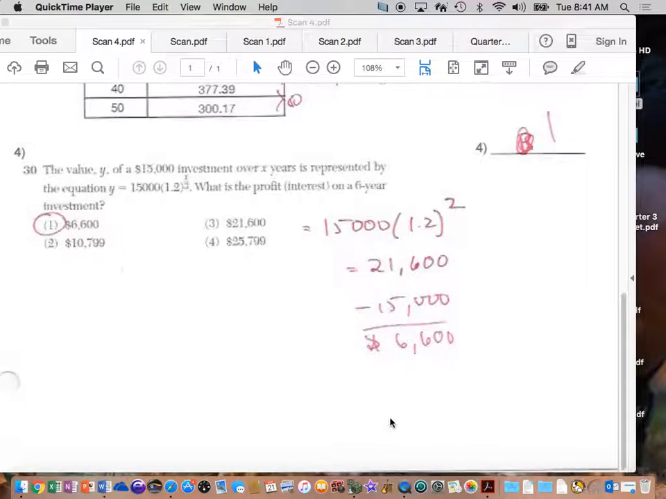Now we get to the last one, and I actually got it wrong the first time through, as a lot of people did. My instinct was to put choice 3 because I saw 21,600, and then I saw a couple of people in a row put down choice 1 and get it wrong, and I said, wait a minute, let me look at this again. And I reread it, and it says, what is the profit? The profit is only what's above the 15,000. So I didn't catch that the first time through. Very good, those who did.